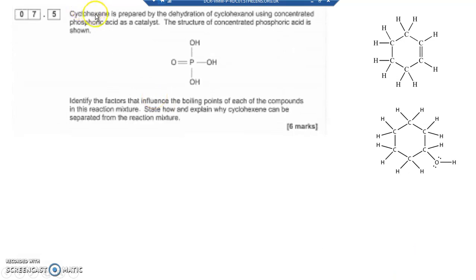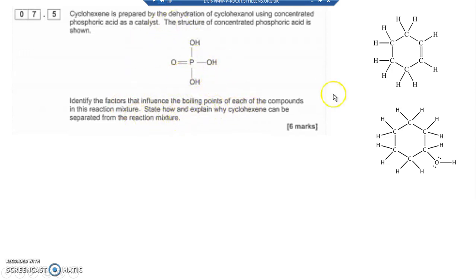And then finally, cyclohexene is prepared by the dehydration of cyclohexanol, with concentrated phosphoric acid, which is there. Cyclohexene, cyclohexanol, and phosphoric acid are the catalyst. So you're not asked for any kind of reaction, you're just asked to identify the boiling points of these 3 and how cyclohexene can be separated from the reaction mixture.